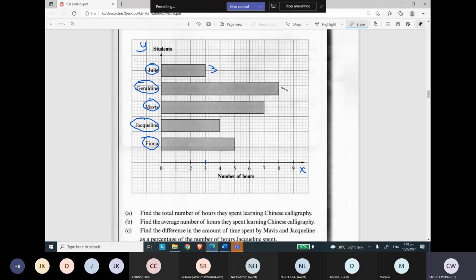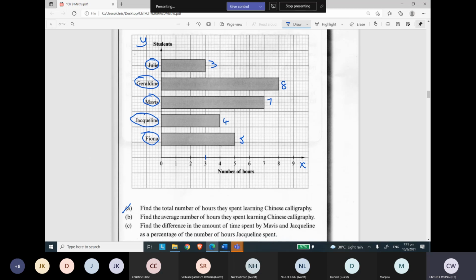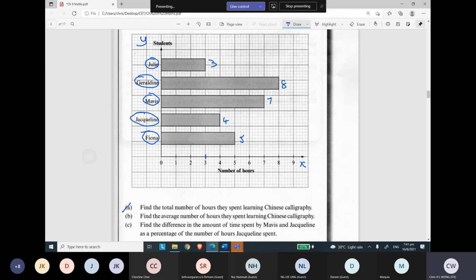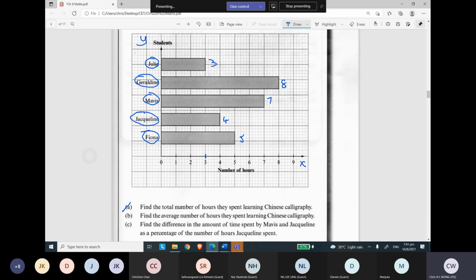So this is 8. The second one is calligraphy, right? This is 8. This novice is 7. This is 4. This is 5. So the first question, very easy. Find the total number of hours they spend. You just add them together, isn't it? Right? So you have 10, 18, 22, 27. You add them up, you get 27, right? Yeah, that's how we do it.